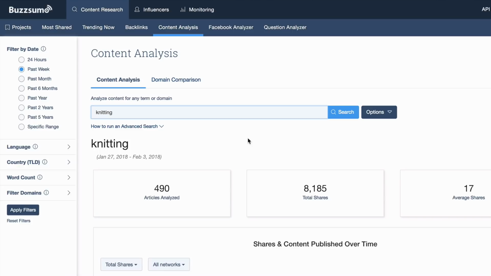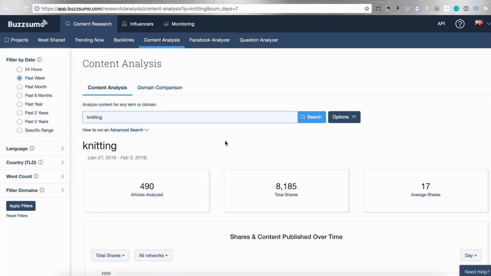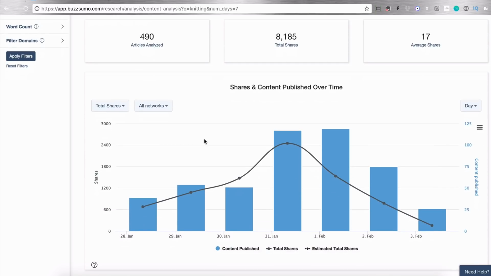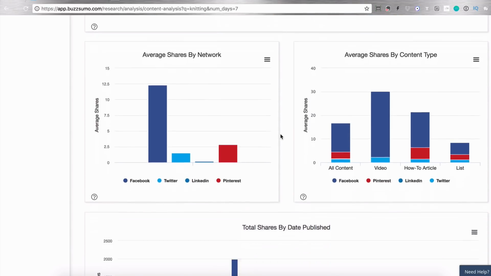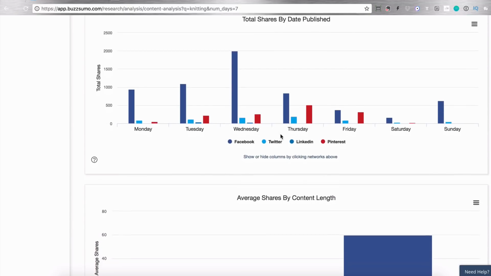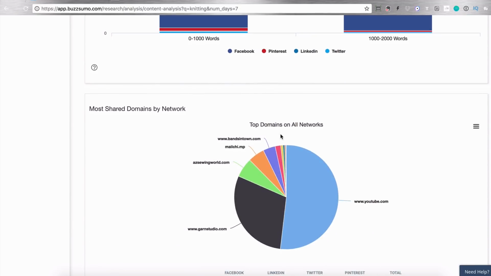Now through the content analysis tool, you're able to discover a few things. Again, we're looking at the past week, and over the past week we can see when the most articles are published, when the most articles are shared, and where that sharing has happened. This is really important because it gives us a sense of where our audience is. Here, shares by date published, content length.